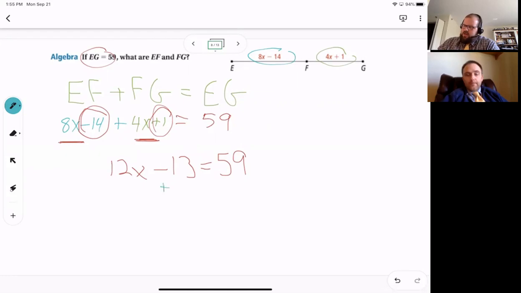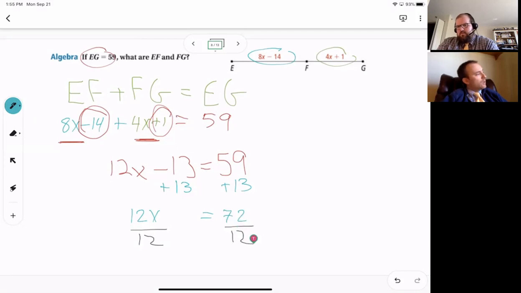Could we add 13 to both sides and end up with 12x, so that's 0, and 72. Is that okay? I think so. And then you divide by 12. Some students have trouble with that. The operation between the 12 and the x is multiplication. So now we divide by 12, which I'm going to guess is 6.